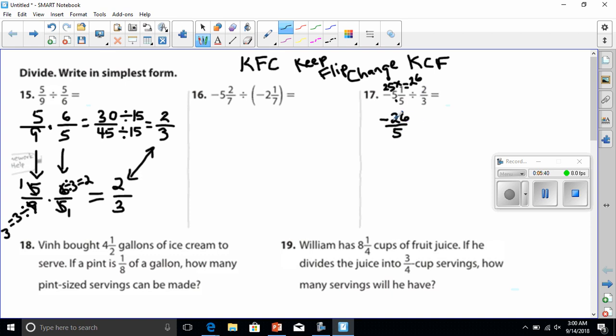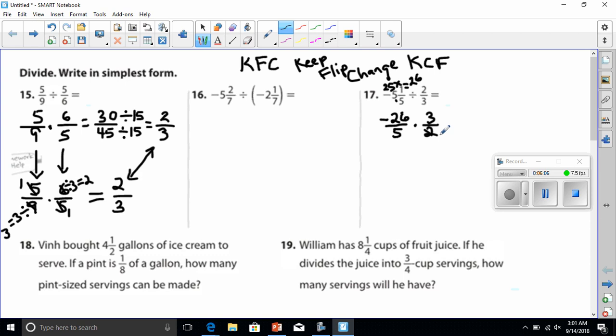And now let's remember, we're using our KFC. We kept the first number the same, but we changed it into an improper fraction. Now we're going to take our second number and flip it. So we're going to take this one and make it into 3 over 2. And we're changing our division sign to multiplication. And here we go. Do 3 and 5 go into any similar numbers? No. But do 26 and 2? Yes. Both of them are divisible by 2.